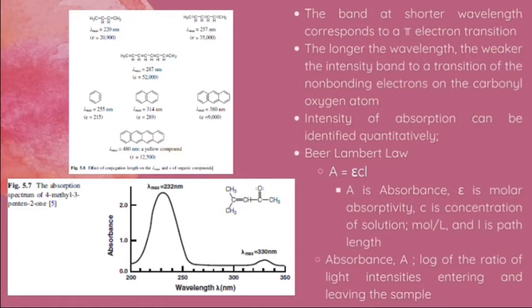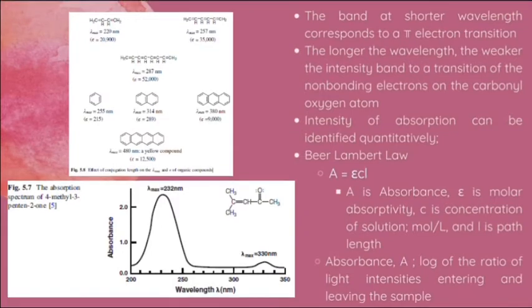The intensity of absorption can be identified quantitatively too by using the Beer-Lambert law. This law consists of a formula of A equals epsilon C L. A stands for absorbance, epsilon is molar absorptivity, C is the concentration of the solution, which is mole per liter, and L is the path length. Here the absorbance is also defined as the log of the ratio of light intensities that enter and leave the sample.